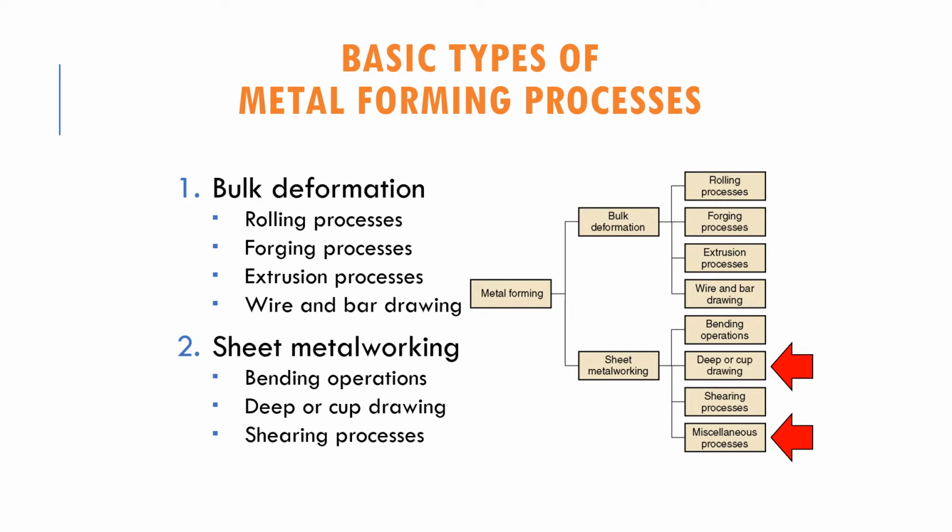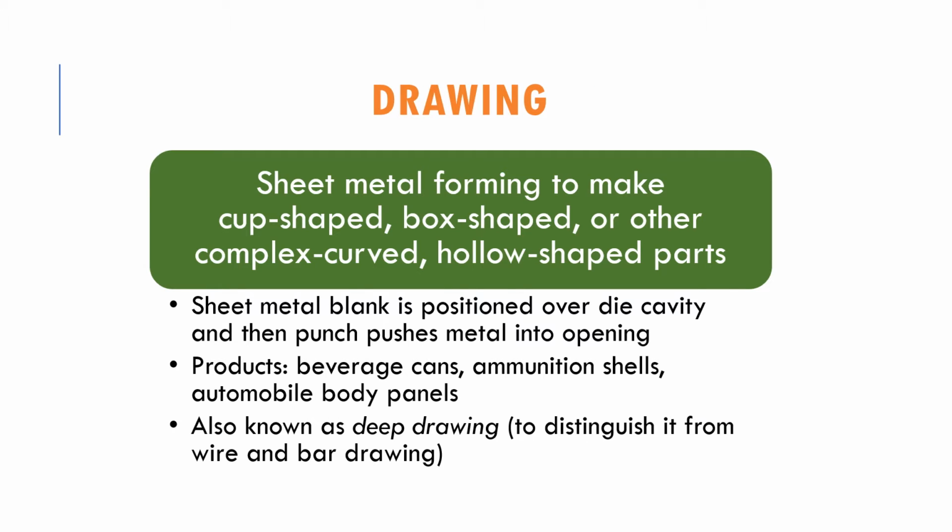We already covered the shearing process and also the bending operation. So in here, we're going to cover the deep or cup drawing and also the miscellaneous processes related to sheet metal working. For sheet metal working, the drawing process is where the sheet metal forming is performed to make cup shape, box shape, or other complex curve or hollow shape part.